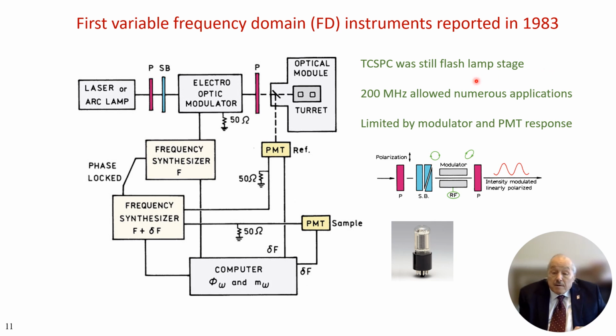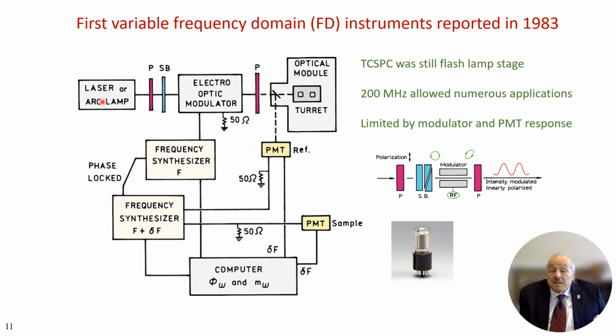What does a variable frequency instrument look like? It looks very similar to what we discussed in lecture number 2, where we discussed instrumentation, and it has a module where you put in the sample. The reason for a turret here is because it was an easy way to get the impulse response function by comparing the scatterer to the actual sample.